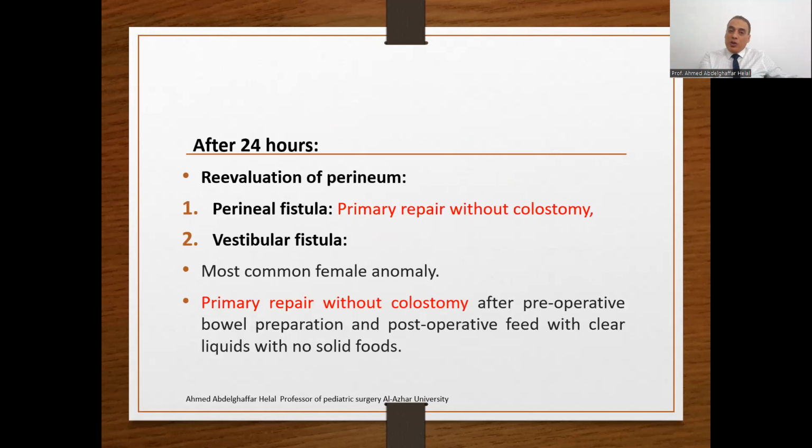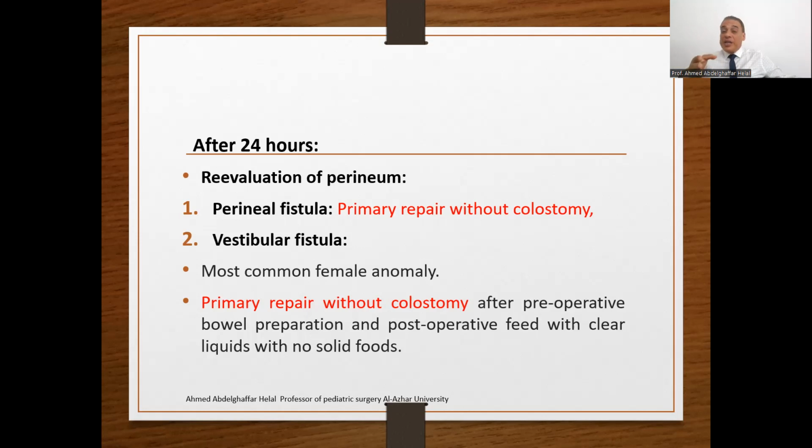After 24 hours, as in a male, we re-evaluate the perineum. To confirm the presence of a perineal fistula, we can perform primary repair without colostomy, primary PSARP to move the perineal fistula. However, it depends on the surgeon's experience, the condition of the baby, and associated anomalies. If you find a vestibular fistula, it means that the rectum opens into the vestibule of the vagina. In such cases, which is the most common female anomaly, primary repair can be performed without colostomy. However, these children need good perioperative bowel preparation, and post-operative feeding with only clear fluid and no solid stool.